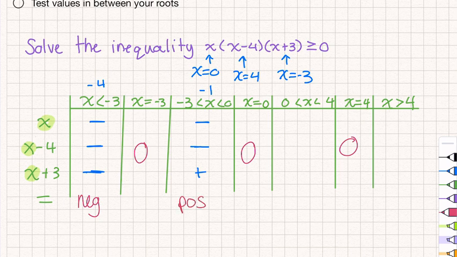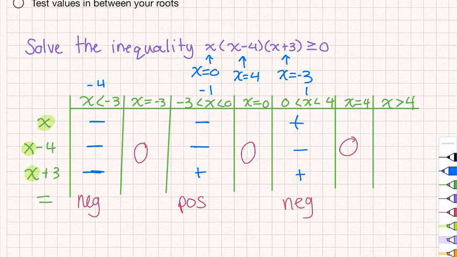So that means for any values in between negative 3 and 0, okay, not including, because it's not the less than or equal to sign, but in between negative 3 and 0, it's going to be a positive value. So our function is going to be above the x-axis. Let's check a number between 0 and 4. We could use 1. So x would be positive. And then 1 minus 4 is negative, and 1 plus 3 is positive. So we would end up with a negative number.